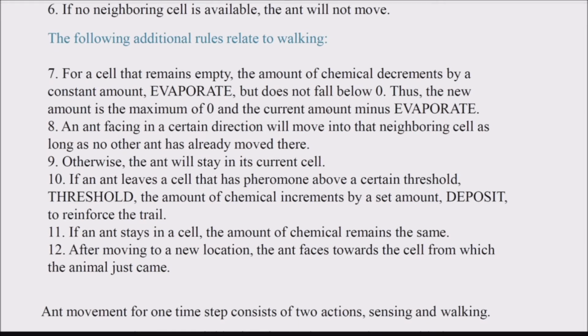So you can get a good idea on it. Okay, so now the cell that remains empty: if there's a cell which remains empty, the amount of chemical is determined by the constant amount, of course, and it will dissipate for sure. So the evaporation does not fall below 0. Obviously, if there's no chemical, it will be set to 0, right?